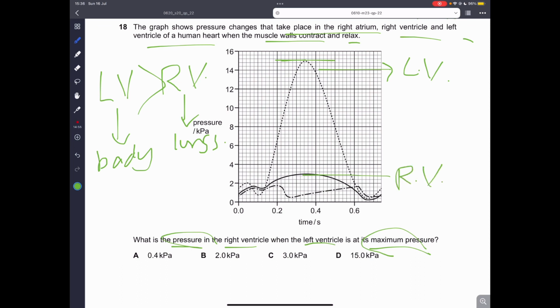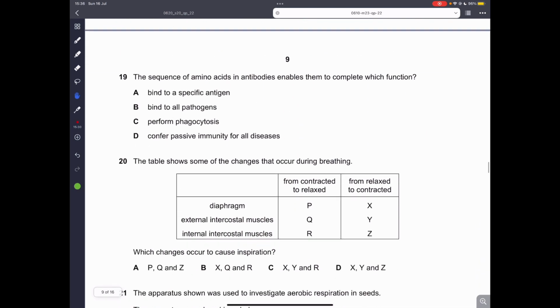So we can just draw a line here, from there. We can draw a line so that it is touching this point. At its maximum pressure, we have to look at the actual pressure, so we will draw a line horizontal to this. Now it is giving something around 3.0 kilopascal, and therefore C is the correct answer.